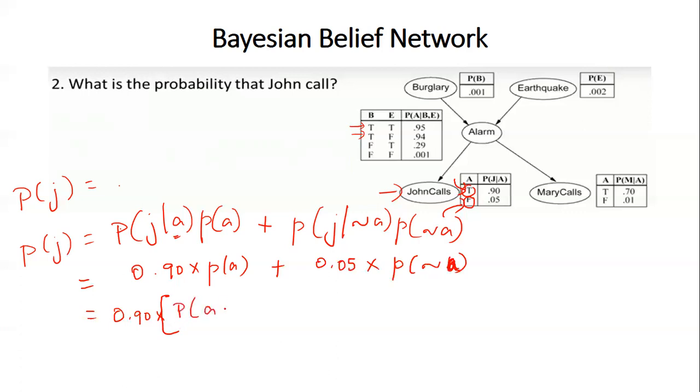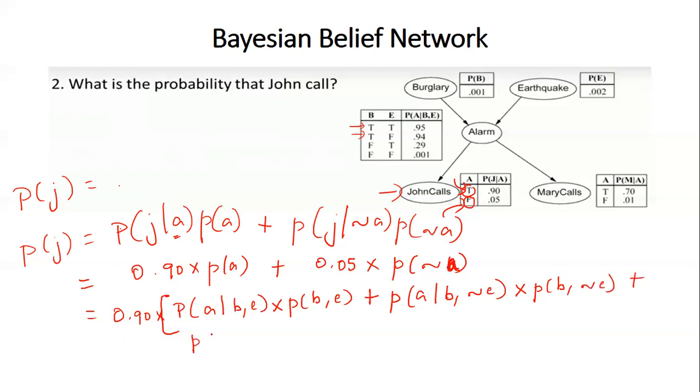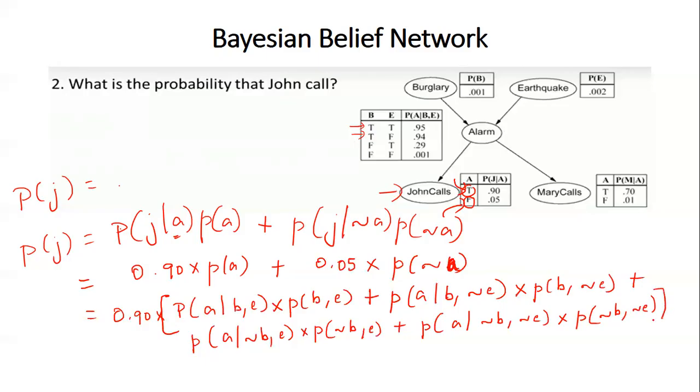So the probability of having an alarm when there is a burglary and earthquake, right, into the probability of having burglary and earthquake, plus the probability of having an alarm when there is burglary but there is no earthquake, into the probability of having burglary but no earthquake, plus the probability of having an alarm when there is no burglary but there is an earthquake, into the probability of having no burglary and earthquake, plus the probability of having an alarm when there is no burglary and no earthquake, into the probability of having no burglary and no earthquake, right? So this is the probability of A.